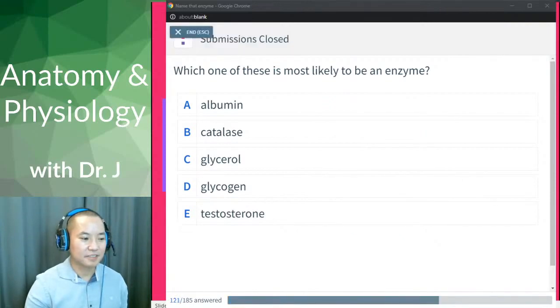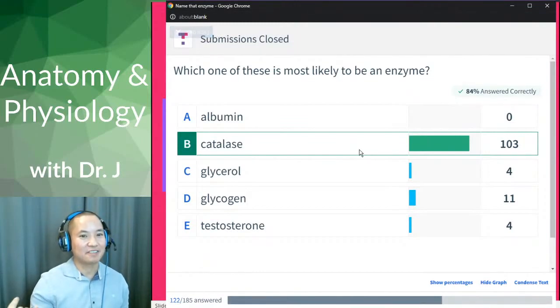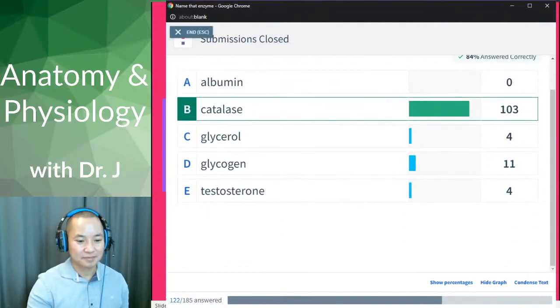All right, let's see how everyone did. Most of you answered catalase and most of you are correct. Again, if it ends with ASE, it's a dead giveaway that it's most likely an enzyme. And remember, not all enzymes end with ASE. Pepsin is one example I can think of, or trypsin. Some of them do not have ASE, but if you see those last three letters, it's a dead giveaway most of the time.